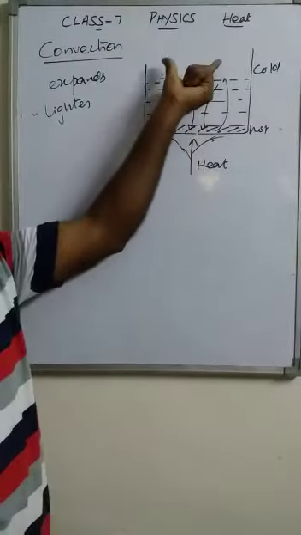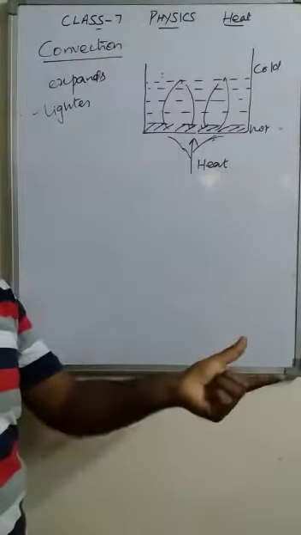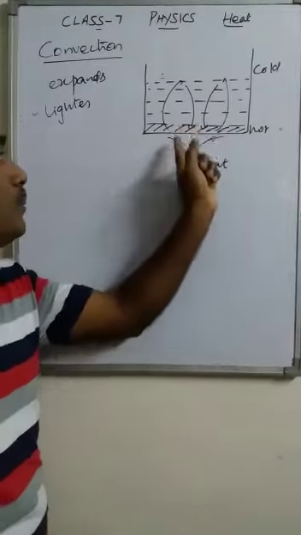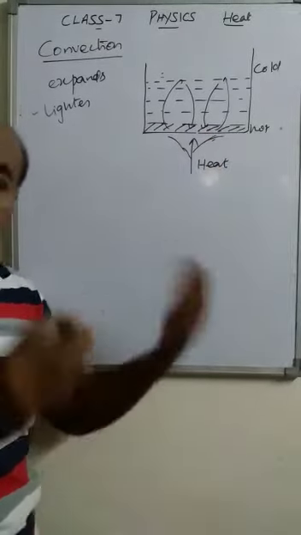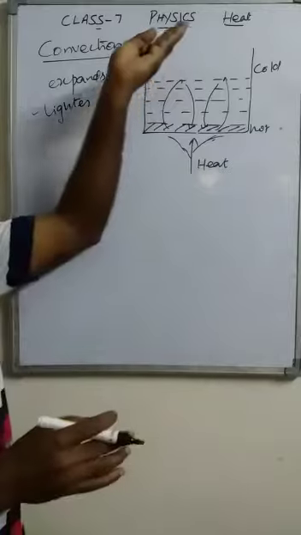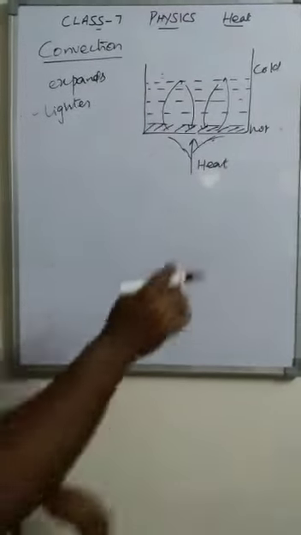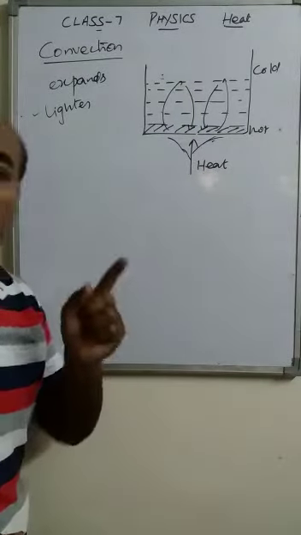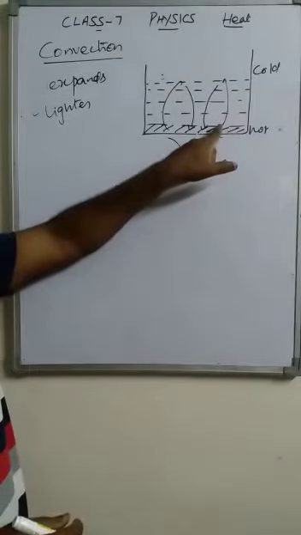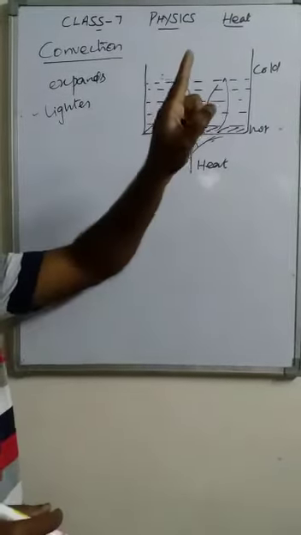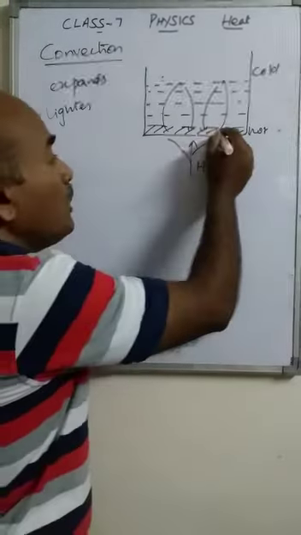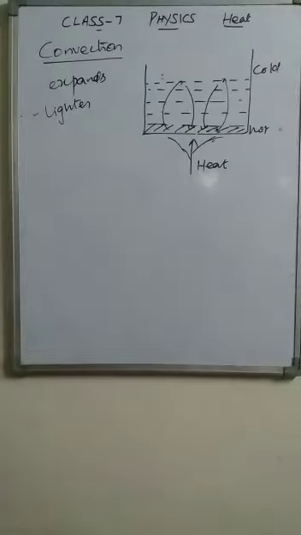Once the hot water particles go to the upper part and the cold particles come to the bottom, again those particles get heat, expand, become lighter and rise up. In this way, the whole water becomes hotter. So here you can say that the heat is transferred from hot to cold. In this transfer of heat, the particles actually move from the hotter part to the colder part. And this is the process of convection.